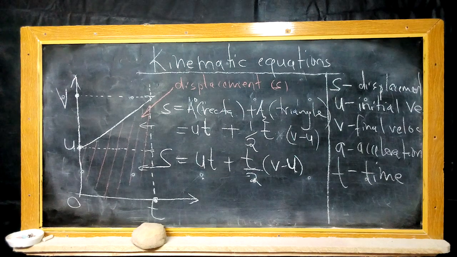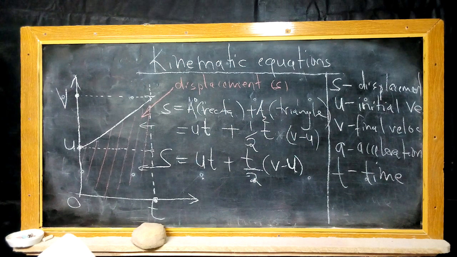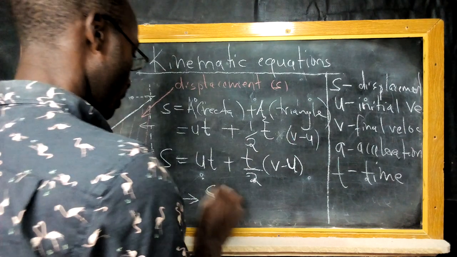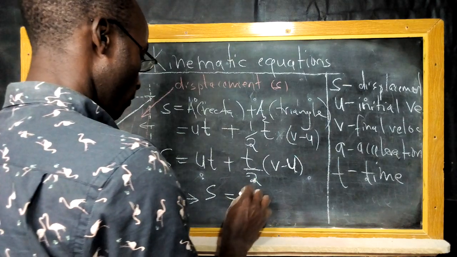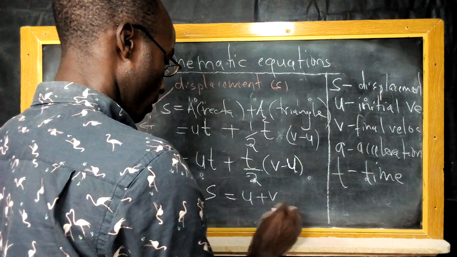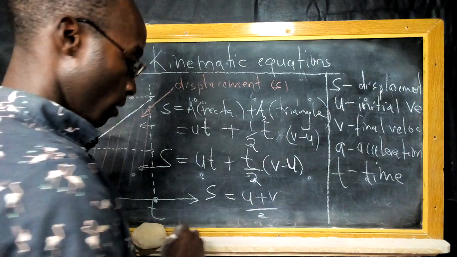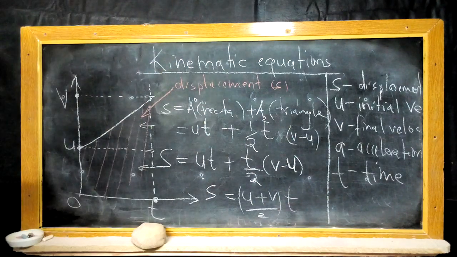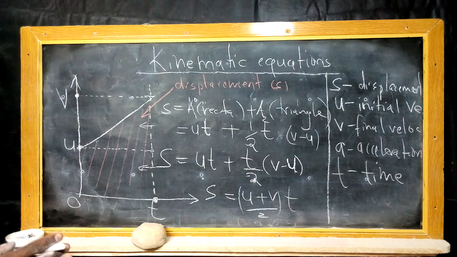If we do a simplification for that, by expanding the set of information inside the brackets, we will get that S is represented as the average velocity, which is (U plus V) over 2, indicating average, times T. So this is our first kinematic equation, representing displacement, and we're going to apply it in case we come across it.